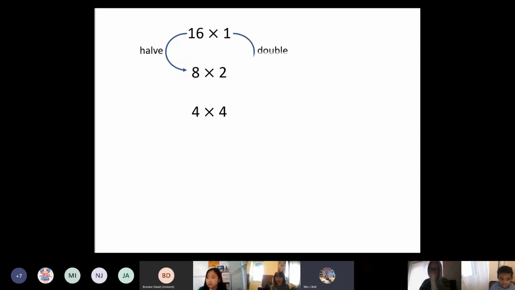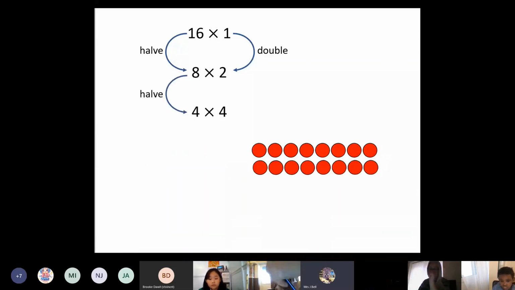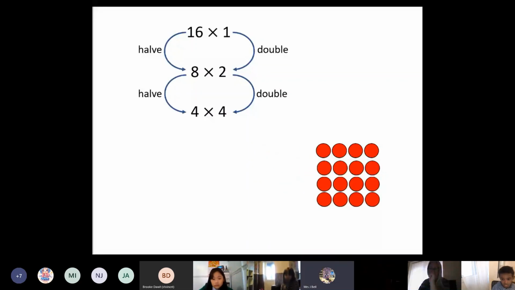Superb. And you can see half of the 16 would give us 2 groups of 8. And half of the 8 would give us 4 groups of 4. That's me going nuts.